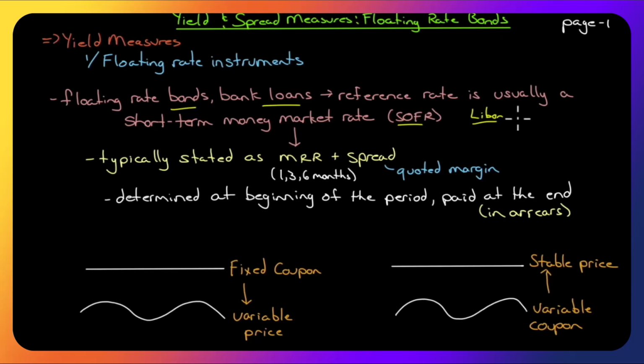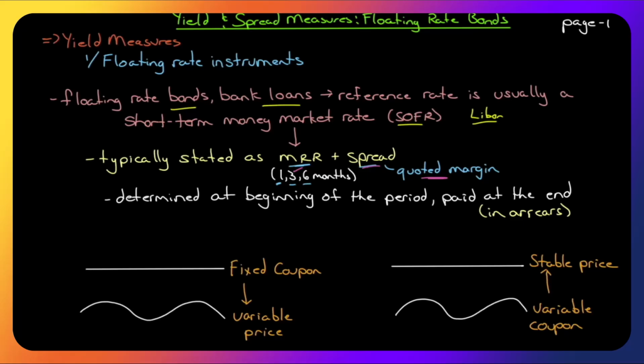loss of understanding. So the yield on a floating rate instrument is typically stated as some market reference rate plus some spread. And the market reference rate may be a 1-month rate, a 3-month, or a 6-month market reference rate. More commonly than not, it is the 3-month. And then you have some spread, which is the quoted margin. You'll see that on the next screen.